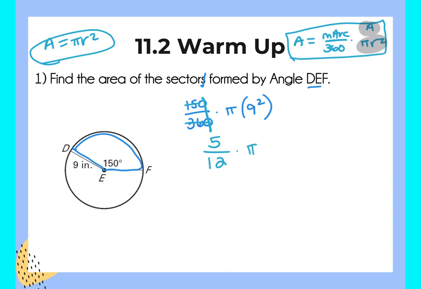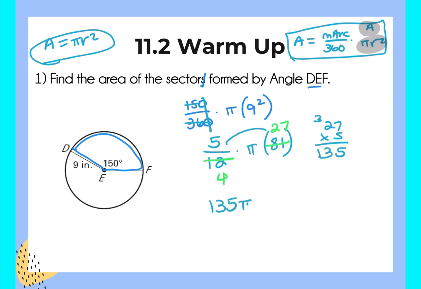times pi times 81. And then 12 and 81 are both divisible by 3. This would be 4, and this would be 27. Then I multiply 5 times 27. And I get 135. So 135 over 4 would be the exact value of the area of that sector.